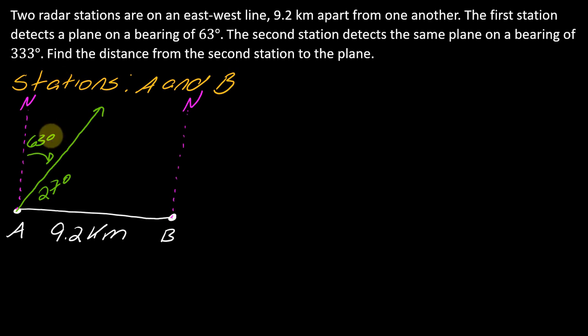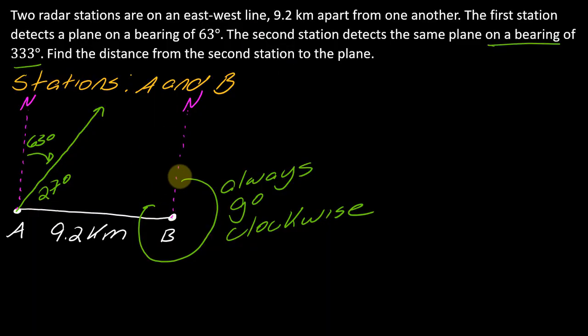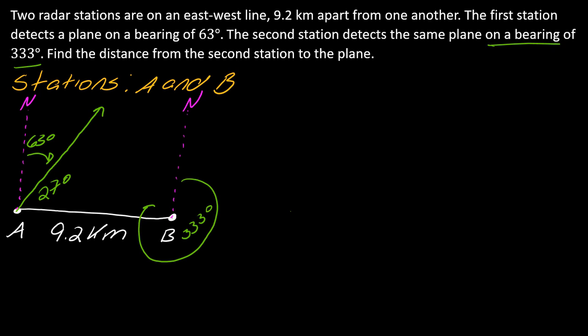I have done as much as I can on this, so now let's move on to the bearing of 333 degrees. Now we're talking about the second station, and I just want to remind you, you always go in the clockwise direction from due north. So always go clockwise like this, and what I end up getting, this is 333 degrees, so my plane is somewhere out there, and where these two meet, that's where the plane is. Okay, so remember that. We'll come back to that point in a moment.